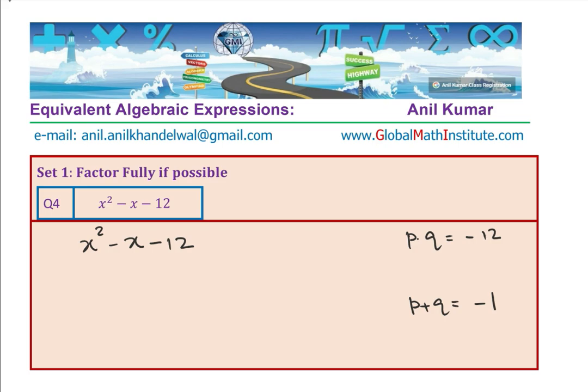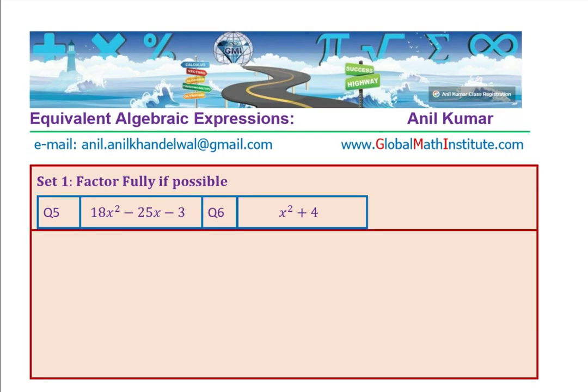Well, the numbers could be what? Now in this particular case, if I take 4 and 3, we get the magic numbers. But since negative is more, we have minus 4 and plus 3. When you add them, you do get minus 1. And therefore, I could write this as x minus 4 times x plus 3. So we use the product and sum method to factor this.